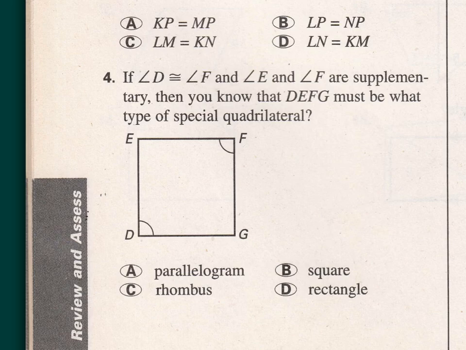Number 4, looking at this picture here, it says if D is congruent to F, which they've already marked for you, and E and F are supplementary. If E and F are supplementary, meaning supplementary means they add up to 180 degrees, then you know that DEFG must be what kind of a special quadrilateral? Is it A, a parallelogram, B, a square, C, a rhombus, or D, a rectangle?